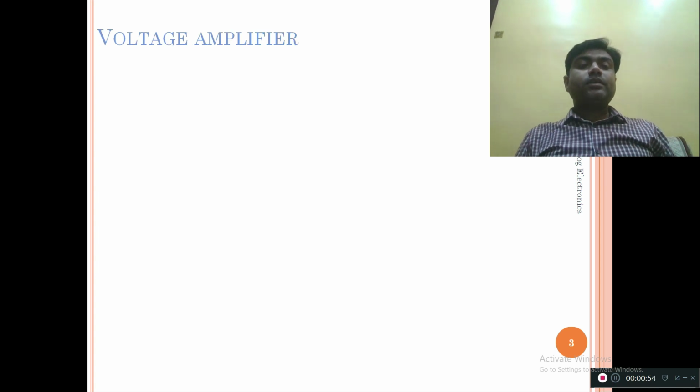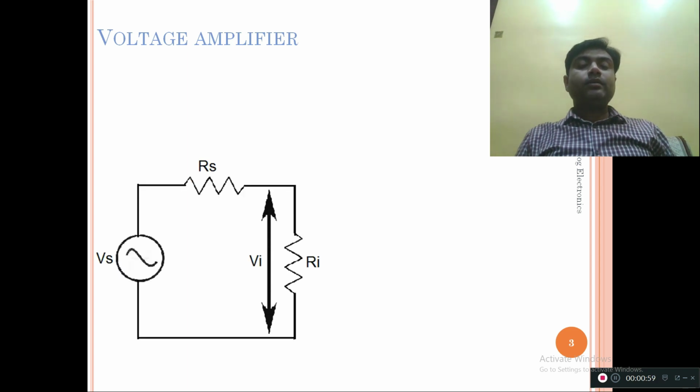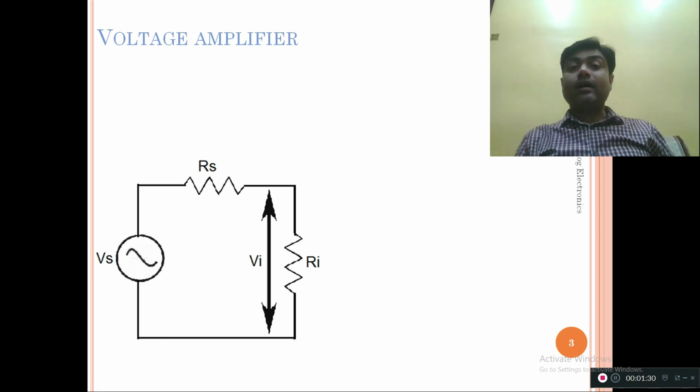This is the first category of the feedback amplifier, which is the voltage amplifier. You can see in the diagram that the input circuitry of the voltage amplifier contains three components: voltage source Vs, source resistance Rs, and input resistance Ri. We can see from the diagram that we want whatever voltage is coming across the transistor to appear across the input resistance Ri.